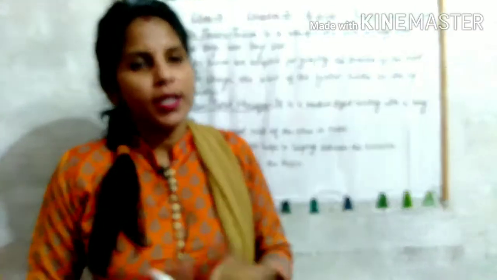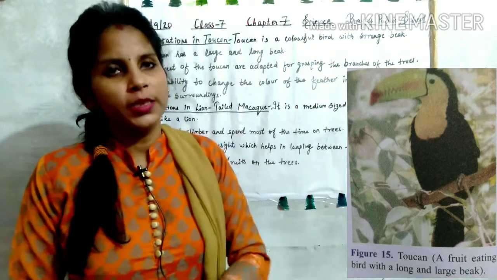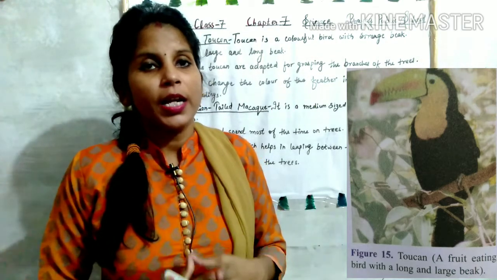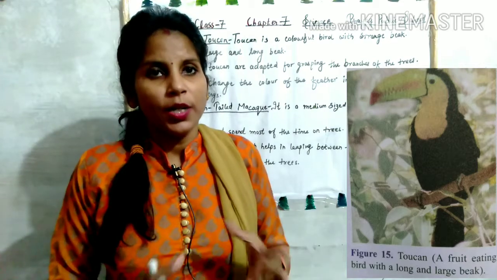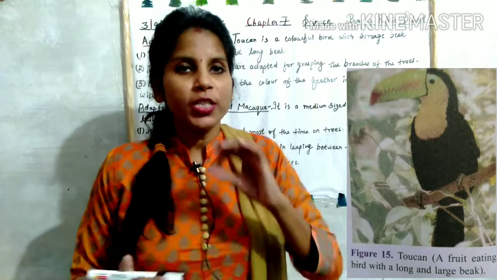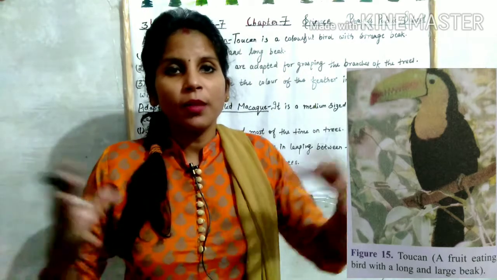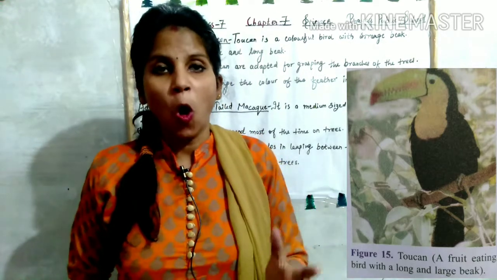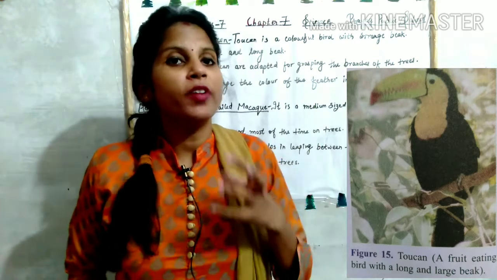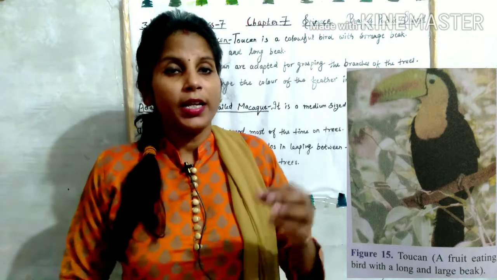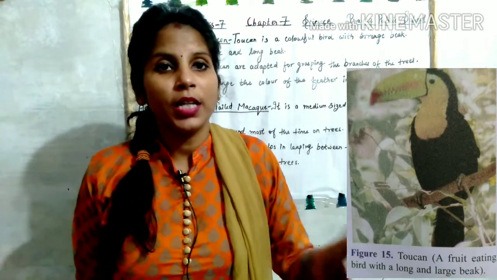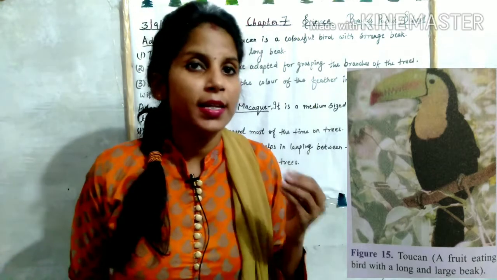Okay, toucan is a colorful bird found in the tropical rainforest. ठीक है, it is very strange bird because it has very long and large beak. जो इसकी चोंच होती है ये as compared to other birds is very long and large, so that it can eat the fruit very easily. Okay, it is one of the adaptation of this bird through which it can get its food very easily.